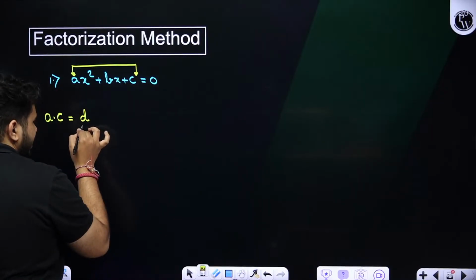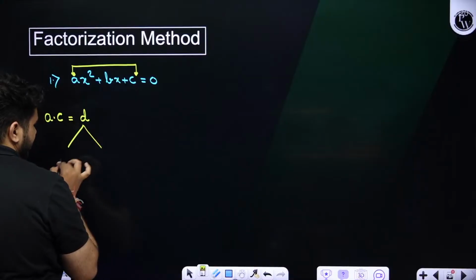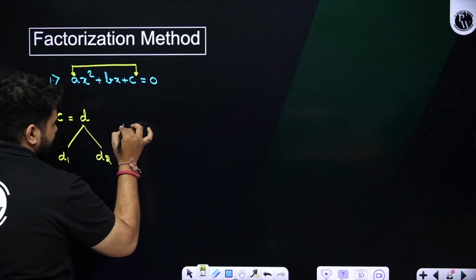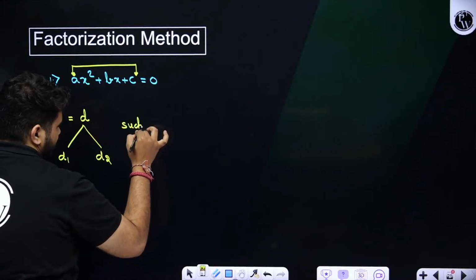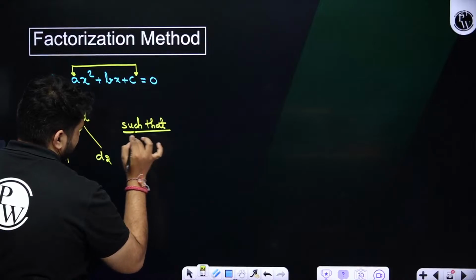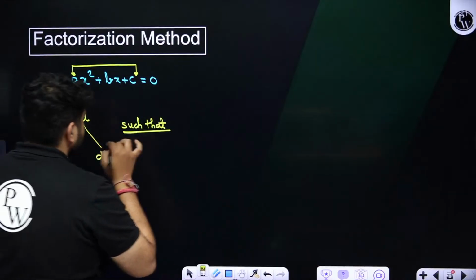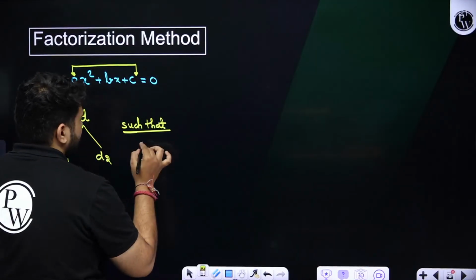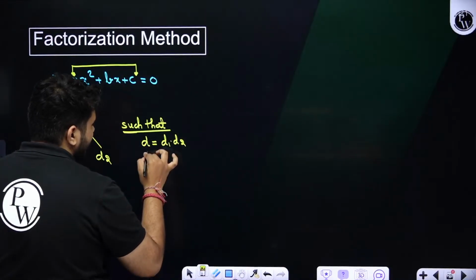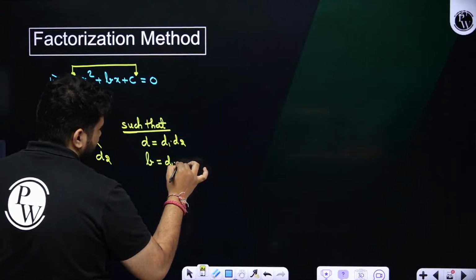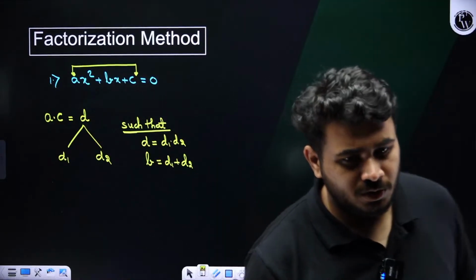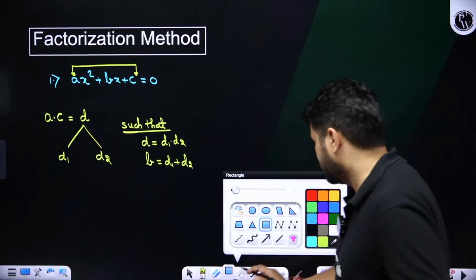Now d you need to split, suppose d1 and d2, such that the condition is your d is equals to the product of d1 into d2 and b can be written as d1 plus d2. Understood? So this is the method of factorization we have over here.